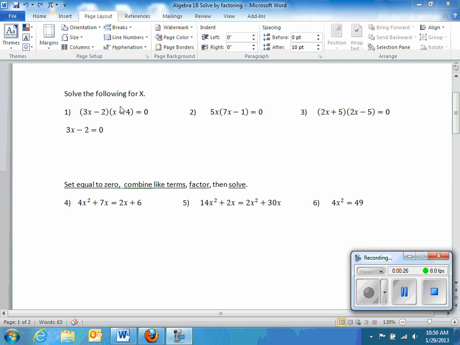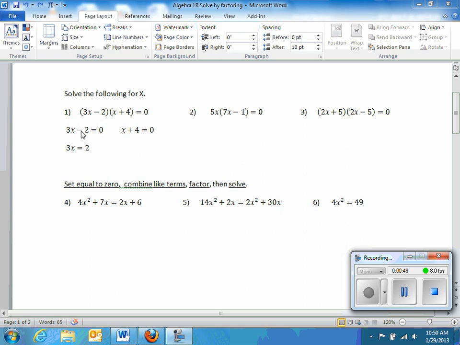Therefore, this equation will be true when 3x minus 2 equals 0, because if 3x minus 2 equals 0, 0 times anything equals 0. It will also be true when x plus 4 equals 0, because anything times 0 also equals 0. So to solve this equation, you just have to solve these two tiny equations.